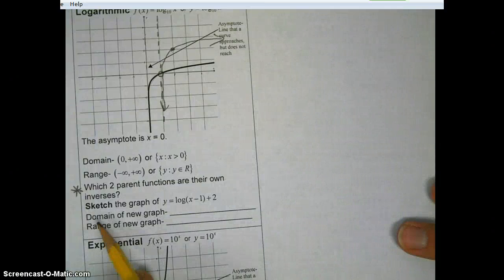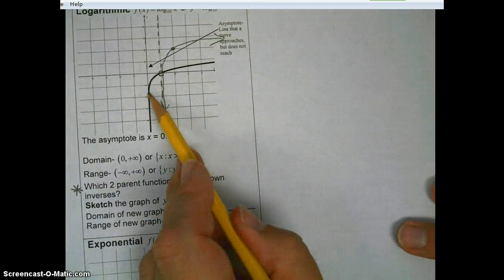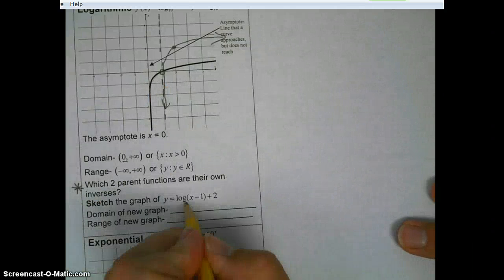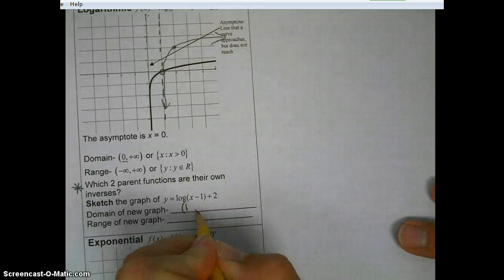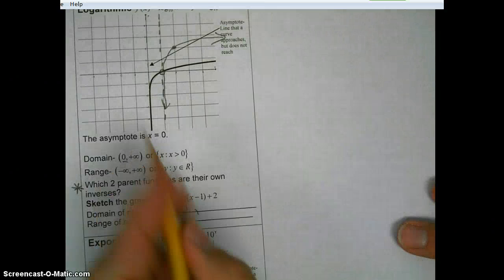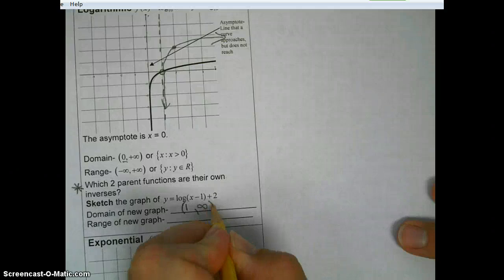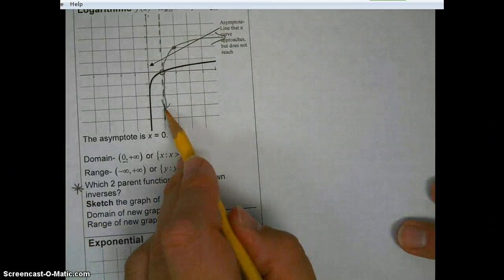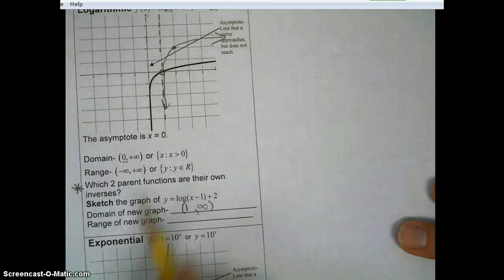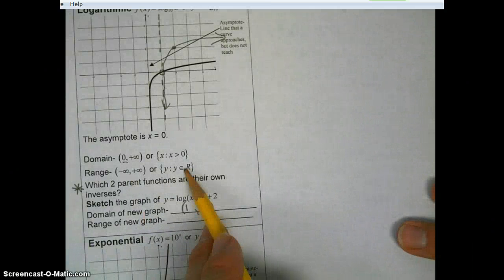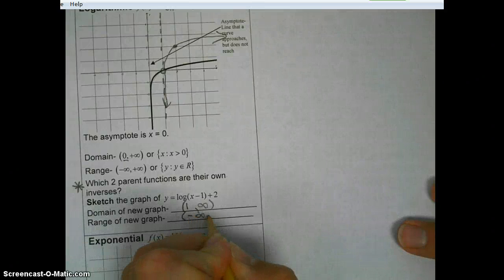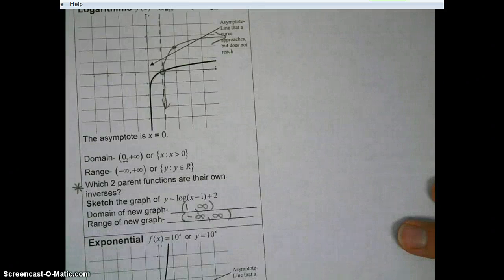Okay? So that means we're not starting at 0 on domain. We're starting at 1, but we're not going to include 1. And it's going to go to the right infinitely. The range, it's still going down infinitely, it's still going up infinitely, so the range is going to stay the same. So from negative infinity to positive infinity.